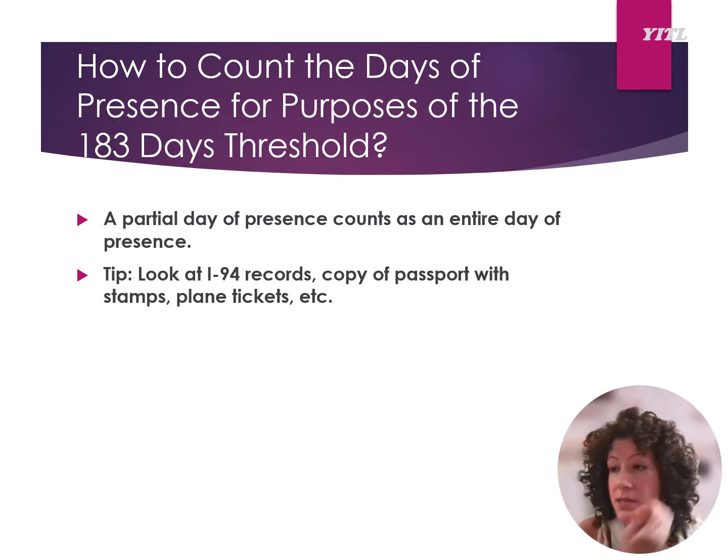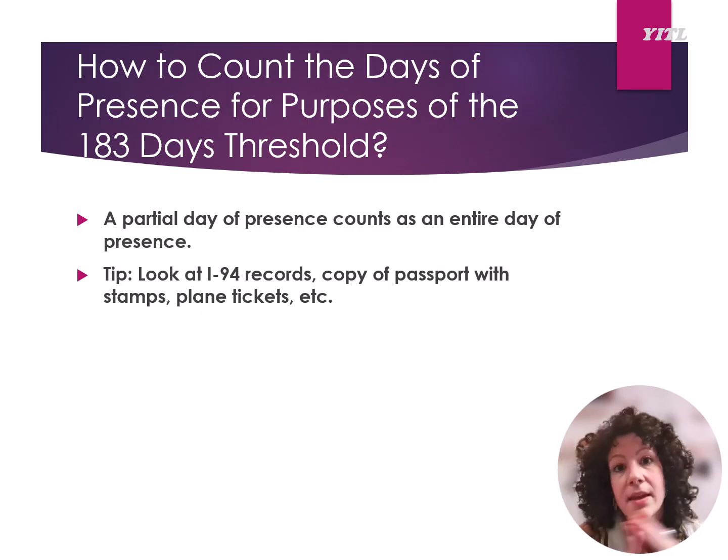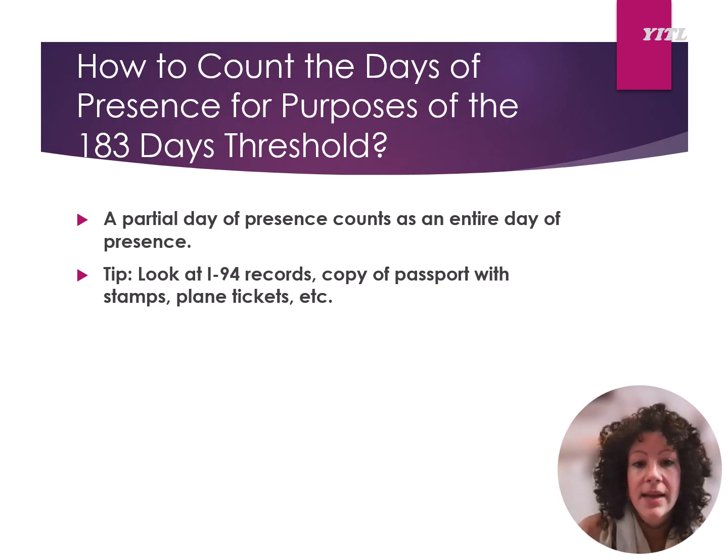So let's take a really concrete example. You fly into JFK, you land at 10 p.m. on April 4th, you spend 2 hours in immigration. Well, you are counting April 4th as an entire day of presence. It's the same thing when you depart the US. If you depart the US on April 30th, even if you depart at 1 a.m. in the morning, April 30th is counted as an entire day of presence. And this is really important because that's when a lot of mistakes happen, and that's when you really want to make sure that you have your records straight.